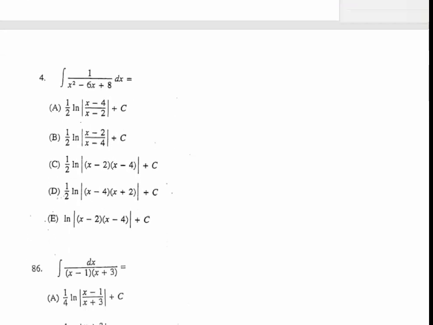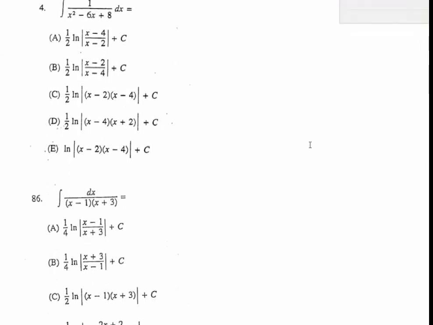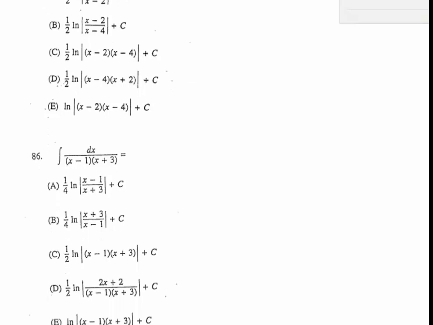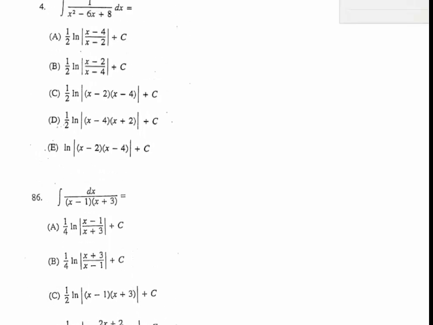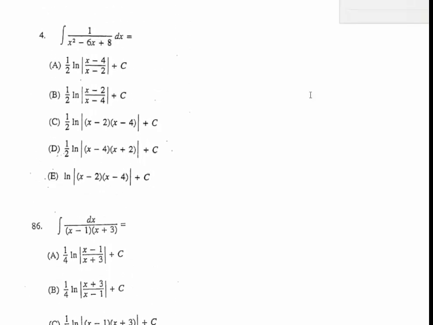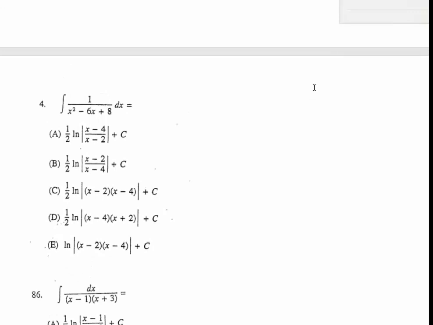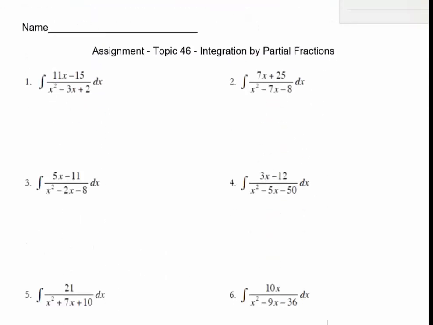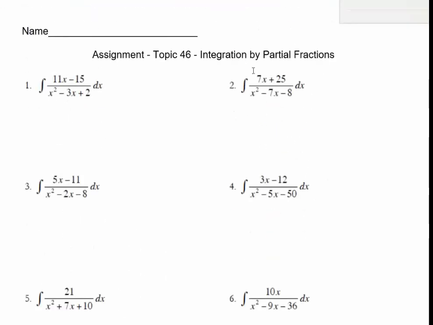On the back, there are a couple multiple choice questions. One of them isn't factored and one of them is factored for you. You'll notice the answer choices have just one ln, so they condense those down to just one ln. That's going to be your first assignment. I'd like you to try and get that one done by Sunday, since today is Saturday morning.